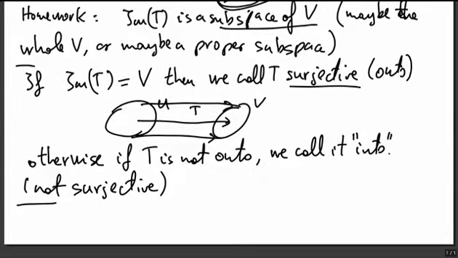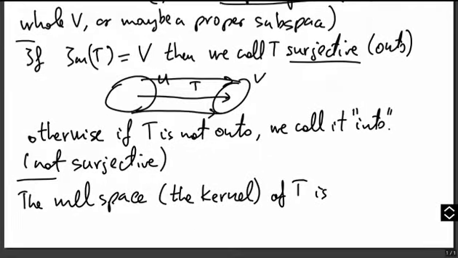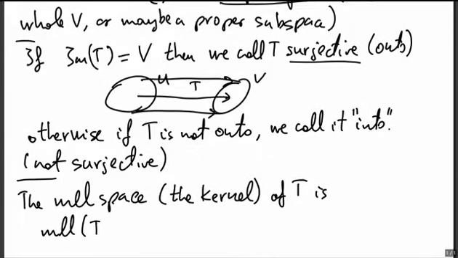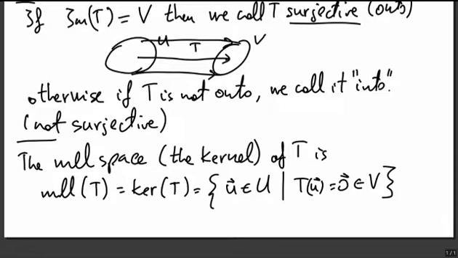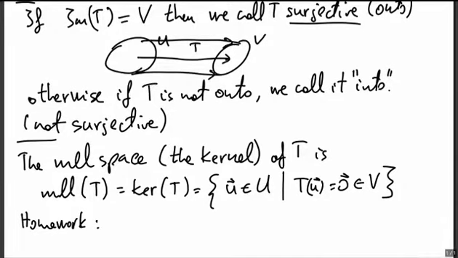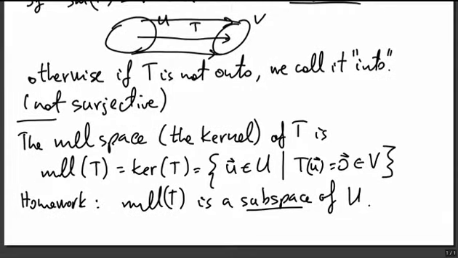Next definition, the null space of the transformation, also called the kernel of T, is denoted by null T or ker of T, and it's the set of all elements in U such that T u equals the zero vector which is in V. And this is then another homework assignment to show that the null space is actually a subspace of U. Again, it could be a proper subspace or it could be the whole vector space.